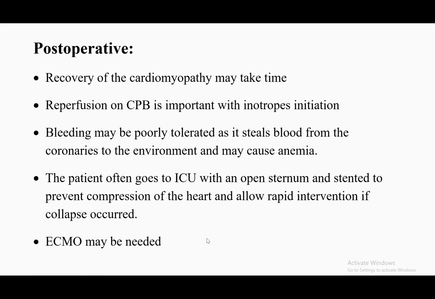Postoperatively, recovery of the cardiomyopathy may take time. Reperfusion on bypass is important with inotropes initiation. Bleeding may be poorly tolerated as it steals blood from the coronaries to the environment and may cause anemia. The patient often goes to the ICU with an open sternum and stented to prevent compression of the heart, which may be dilated, and allow rapid intervention if collapse occurs, and ECMO may be needed.